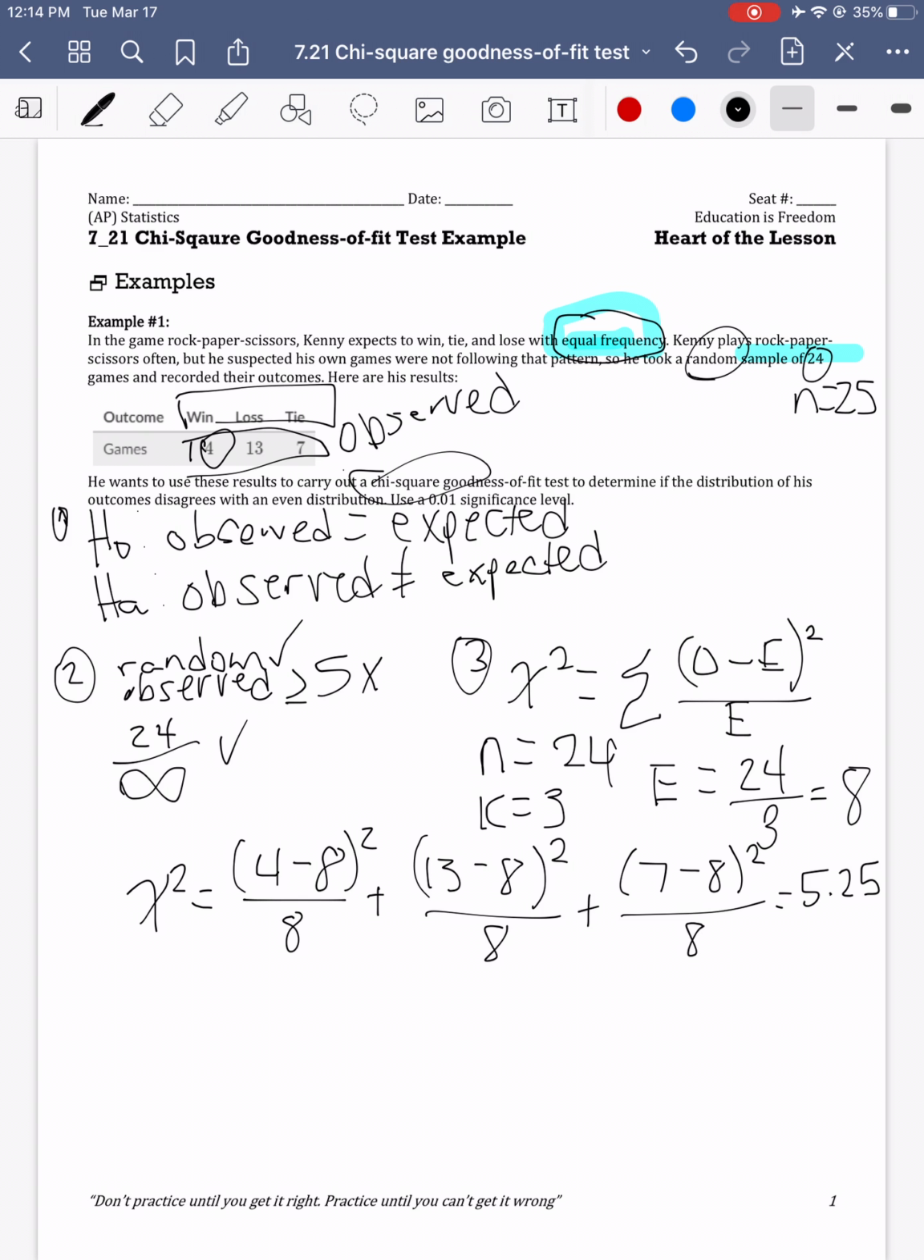I'm not going to take the square root of this value. It should be a squared quantity. So do not take the square root of your test statistic. That is your final test statistic. I don't need to take the square root.